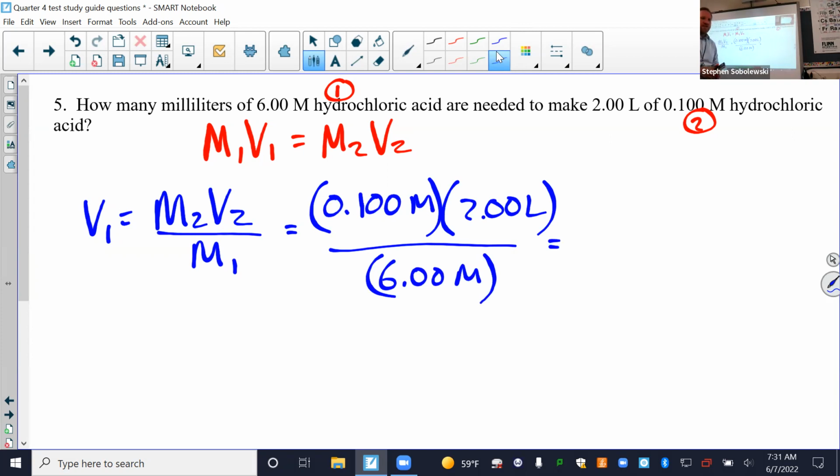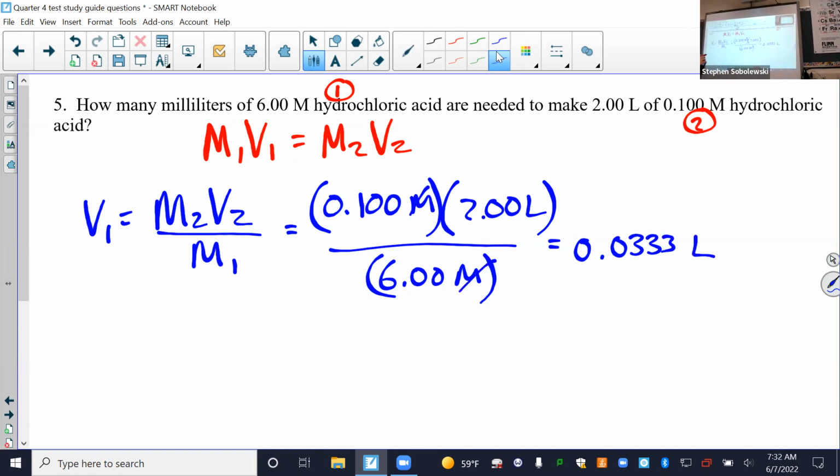Think to yourself, what should this answer end up being? If you're looking for 2 liters, are we going to need more than 2 liters of the stock solution or less? Well, it's going to be less, probably much less, because the stock solution is super concentrated and we're only looking for 0.1 molar. So I'm guessing this is going to be much, much less than 2 liters. 0.1 times 2 divided by 6 gives me 0.0333. And what's my unit? Molarity cancels. The unit is liters.